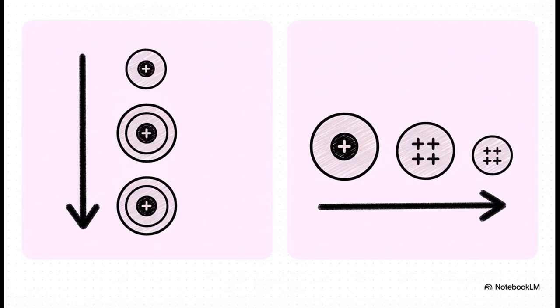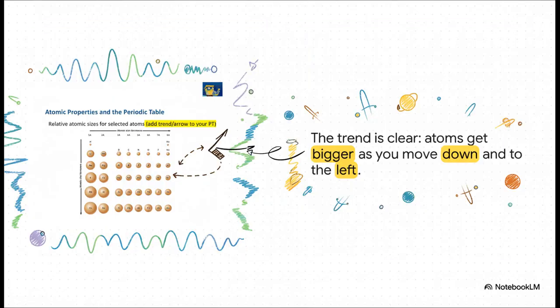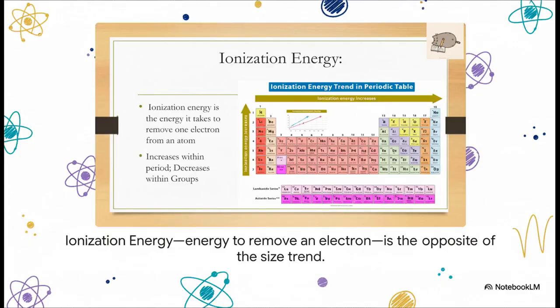But what happens when you go across a row? You're staying in the same shell, but you're adding more and more protons to the nucleus. That stronger positive charge from the center pulls all the electrons in closer. So the atoms actually get smaller as you go from left to right. So when you look at the whole table, the trend is crystal clear. The biggest, puffiest atoms are down here in the bottom left corner, and the smallest, most compact ones are up in the top right. It's not a mystery anymore. It's just logic.